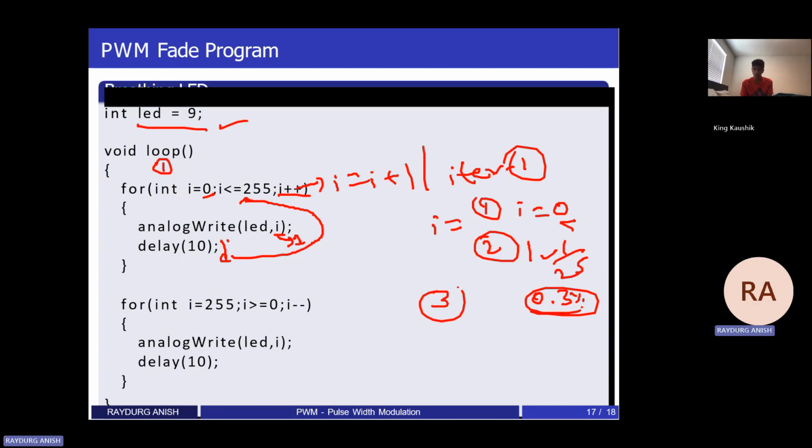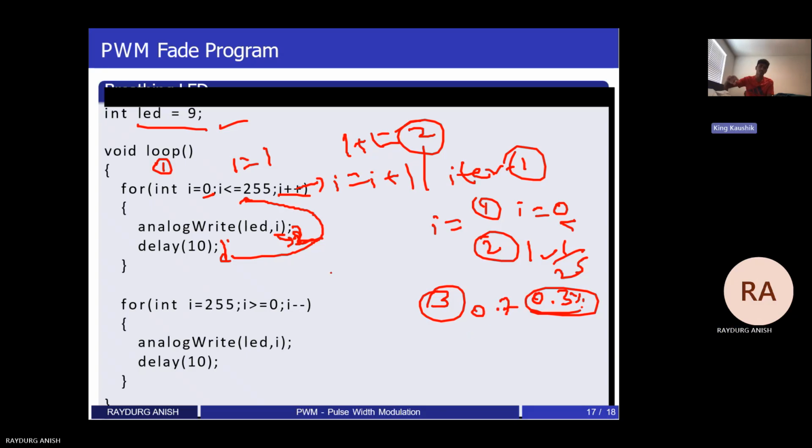Now let's go to the third iteration. Before going to the third iteration, check the condition. Now I value is 1. Is I less than 255 satisfied? True or false? True. So the I value increments, 1 plus 1, so I value becomes 2 now. Again it goes into the analog write, and now the I value is changed to 2. Now the duty cycle is increased from 0.3 to 0.7.